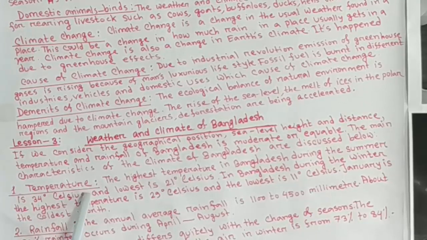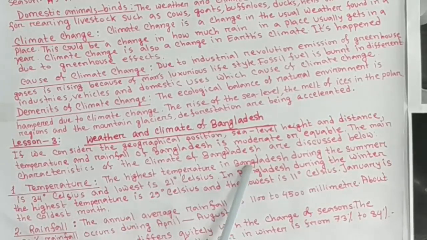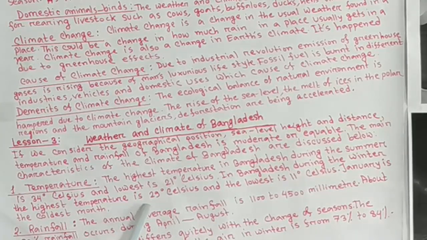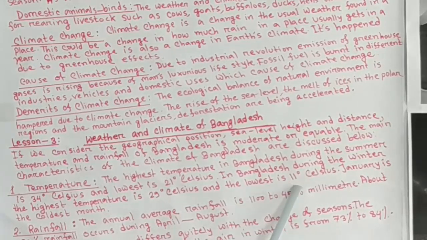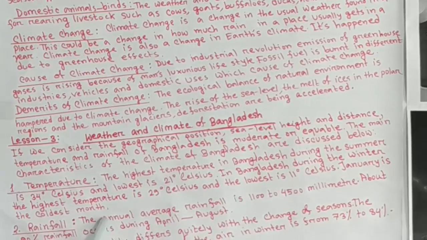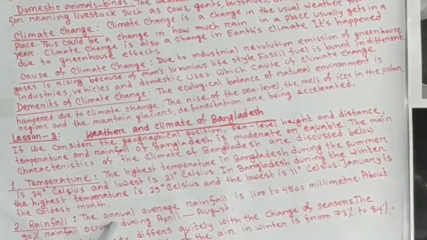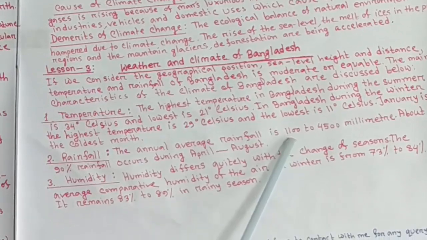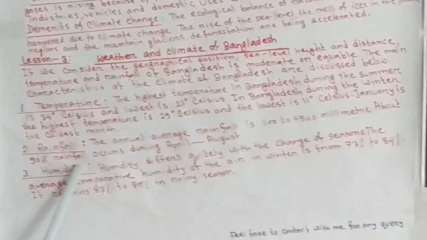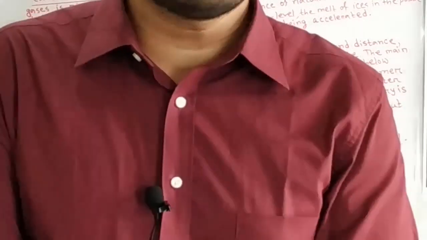First one is temperature. The highest temperature in Bangladesh during the summer is 34 degrees Celsius and the lowest is 21 degrees Celsius. During the winter, the highest temperature is 29 degrees Celsius and the lowest is 11 degrees Celsius. January is the coldest month of Bangladesh. Second one, rainfall. The annual average rainfall is 1100 to 4500 millimeter. About 90% of rainfall occurs during April to August.